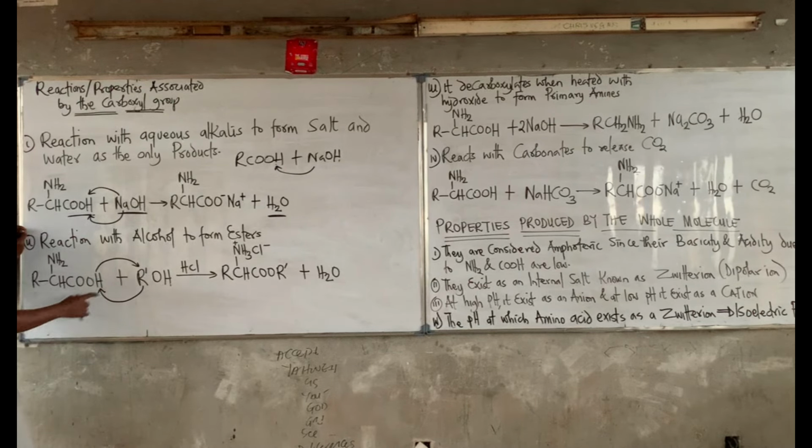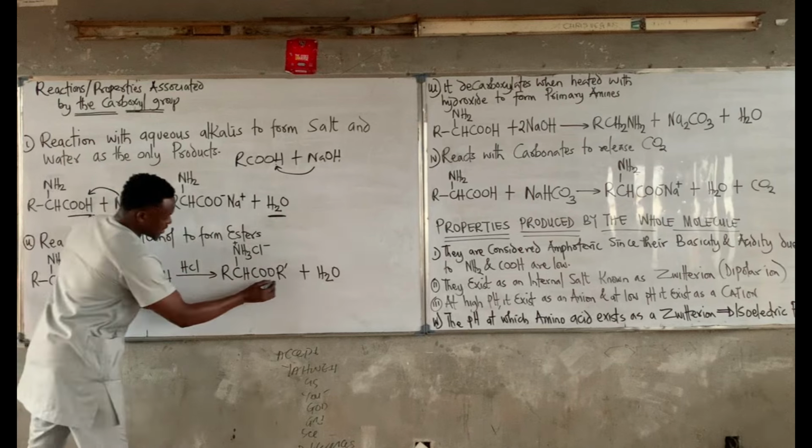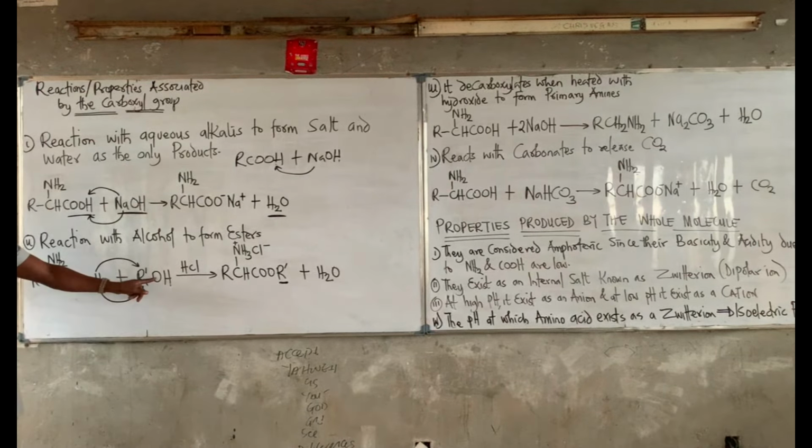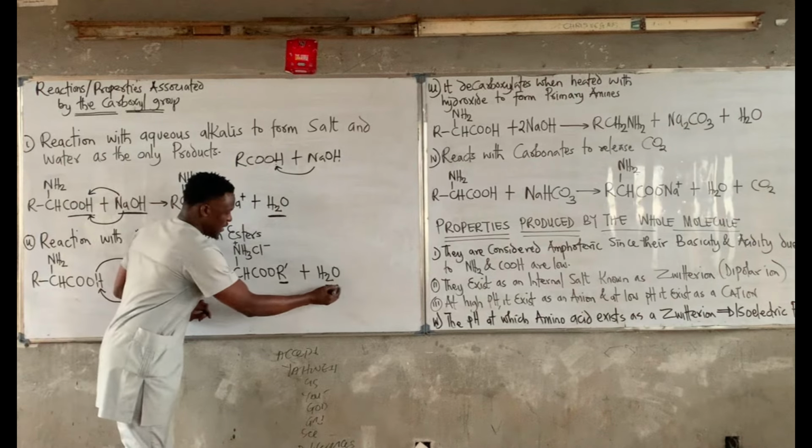So when this happens, this R, as you can see here, is R prime, so as to differentiate this R from this other one. So when this R prime replaces the H, the H picks up the OH, and we have water. So this R prime now comes here, is now what we have here. And this H picks up the OH, and this is now what we have here.